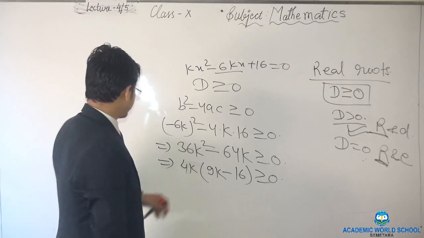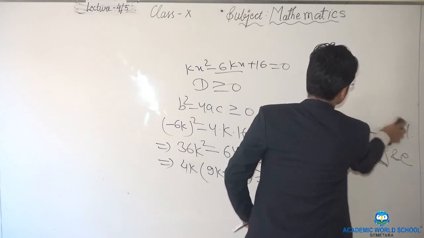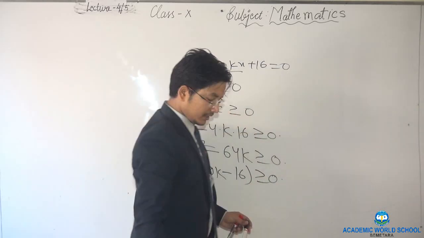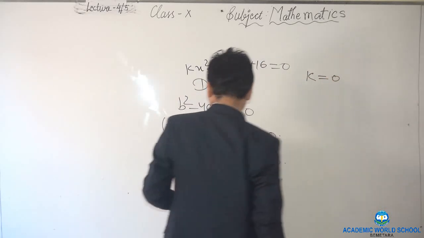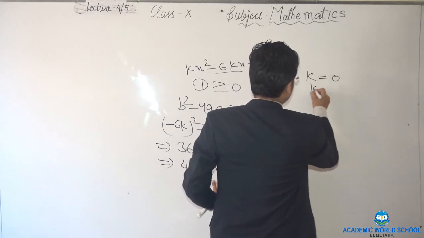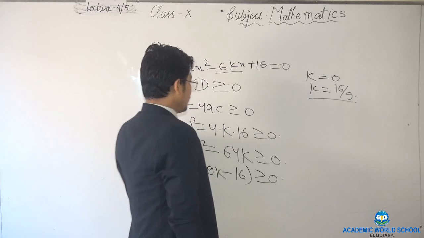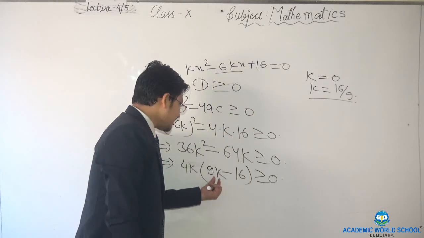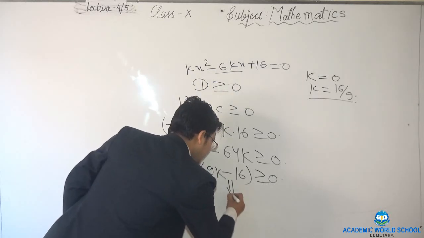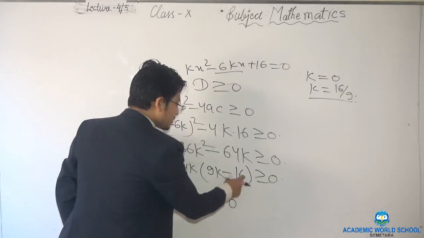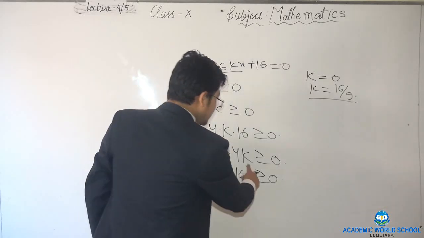So k can have, now this is giving over here k is equal to 0 and k is equal to 16 upon 9. We are going to get the value over here, that is k is, from this equation I am putting this as 0 and I will be getting k is equal to 16 upon 9, and from this situation I will be getting k is equal to 0. So this is greater than or equal to 0.